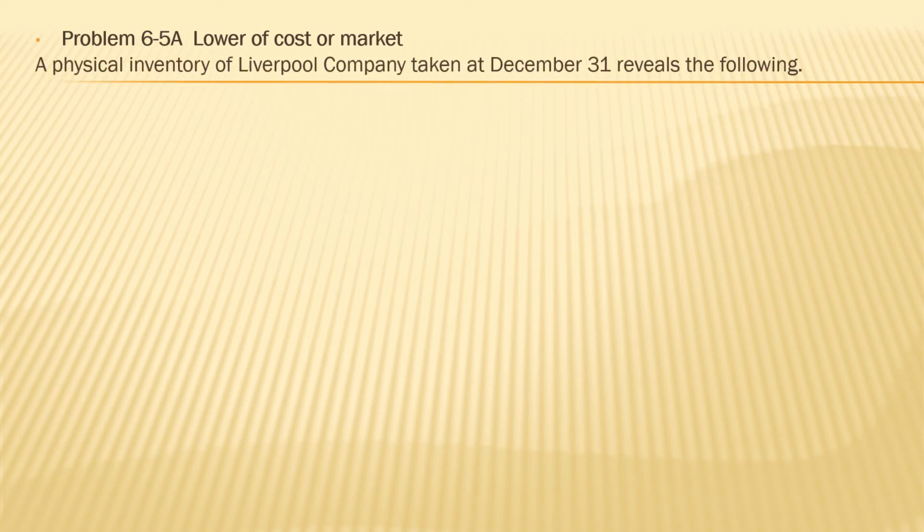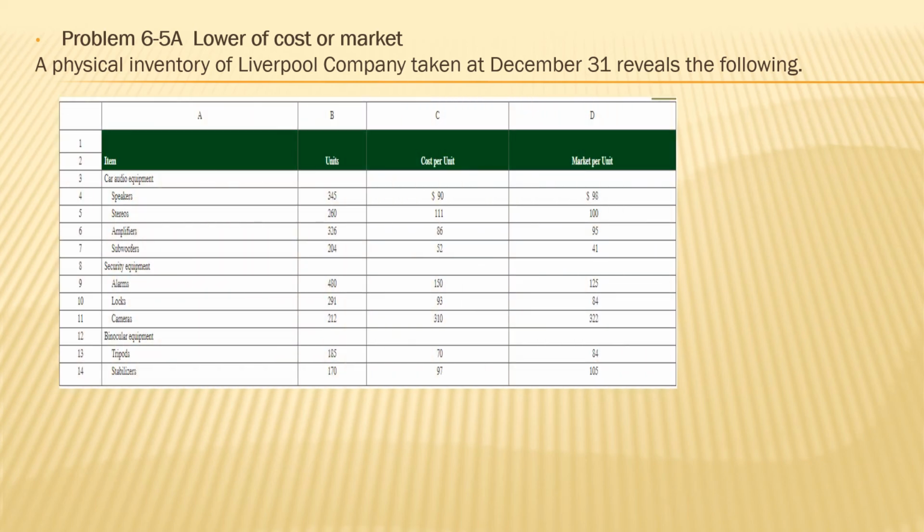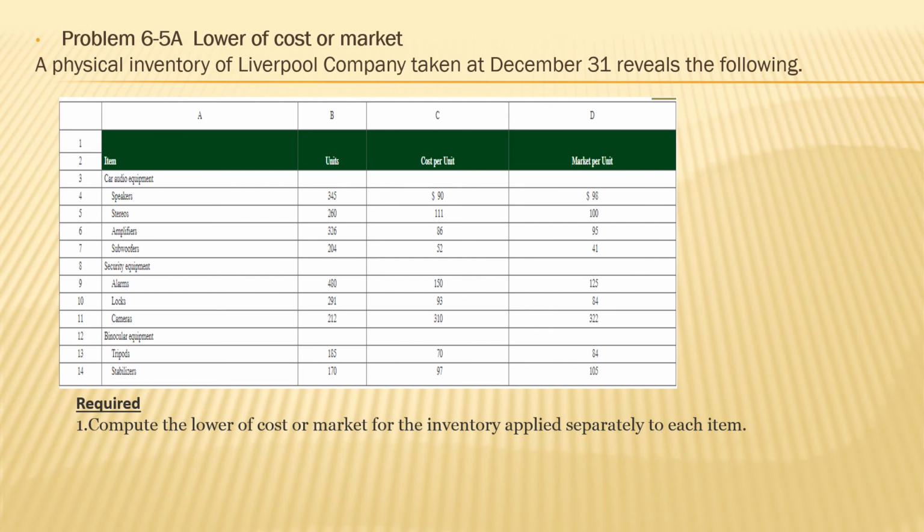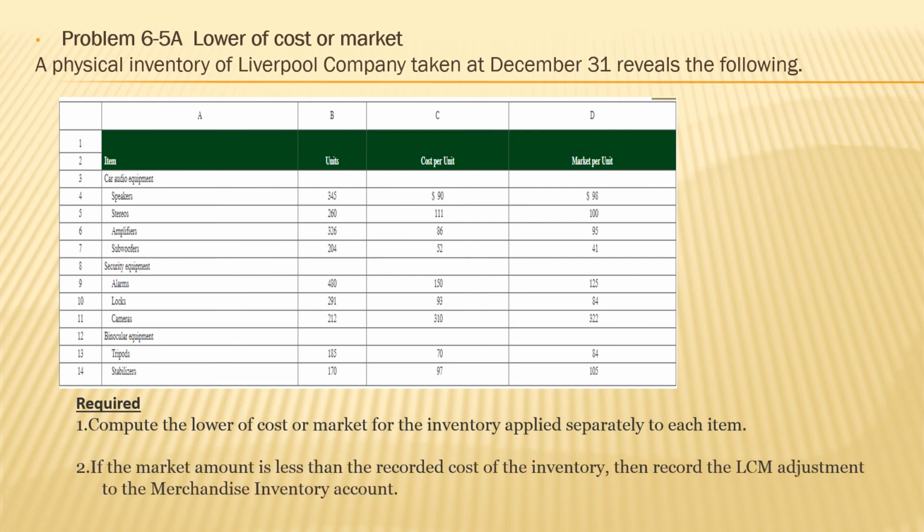Okay, let's see another exercise for the lower of cost or market. A physical inventory of Liverpool company taken on December 31st reveals the following. Here is the table. The first column is for the items, the different items, the second column for the units, then the cost per unit, and finally the market per unit. What's required here? First, to compute the lower of cost or market for the inventory applied separately to each item. Then, if the market amount is less than the recorded cost of the inventory, record the LCM adjustment to the merchandise inventory account.